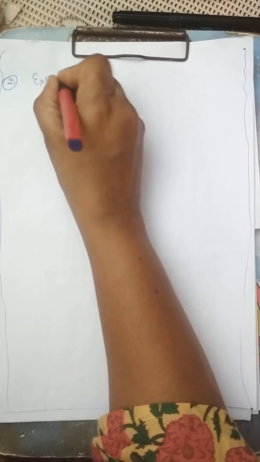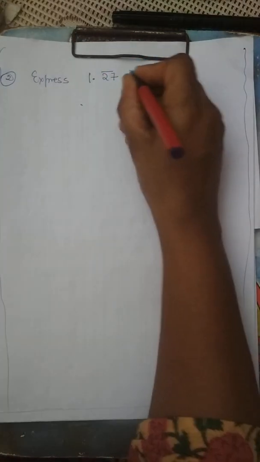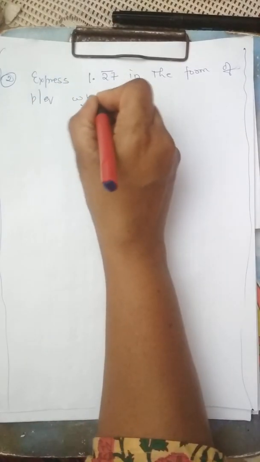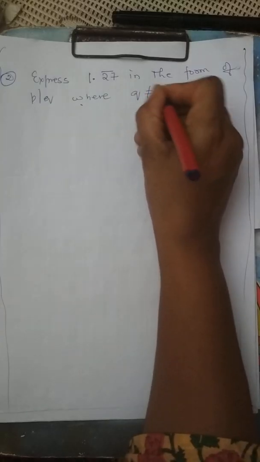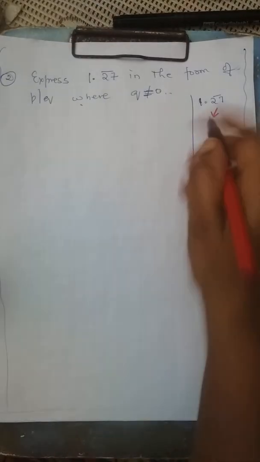So same example, express 1.27 bar in the form of p upon q, where q is not 0. Okay. Now make a note. 1.27 bar means how many digits are recurring? 2 digits.